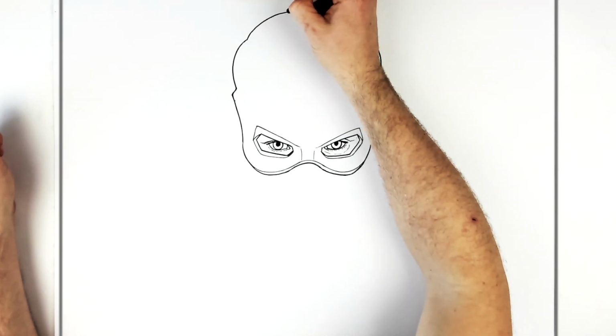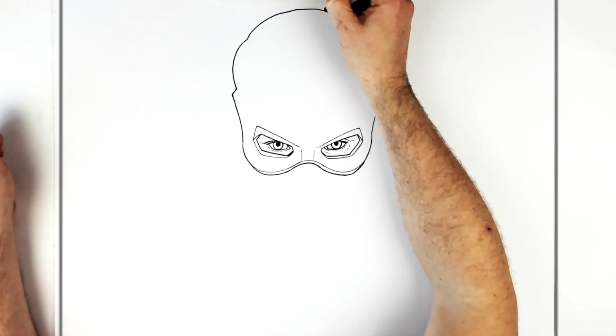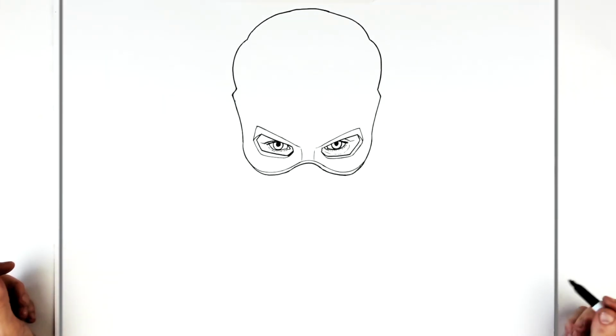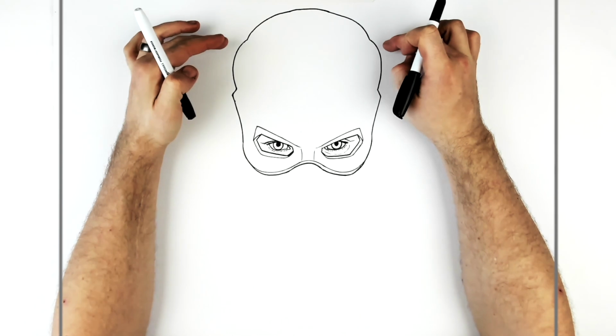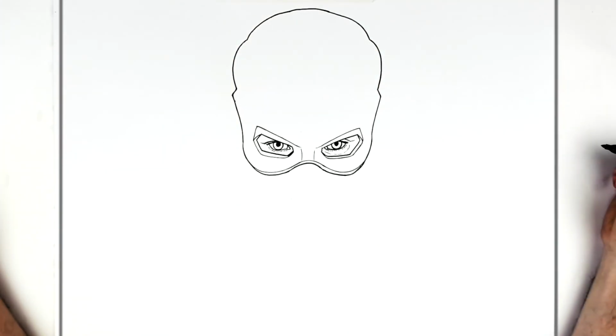So it's pretty tricky now to get these shapes right. Okay. And it's quite big, right? The top of the helmet, because you've got to remember we've got hair under there and all that kind of stuff for the costume.